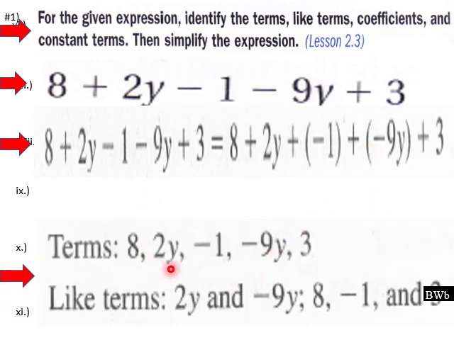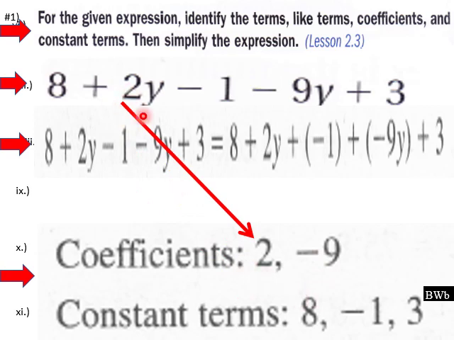So our terms here are 8, 2y, negative 1, negative 9y, and then 3. These are your terms. And then like terms are 2y and negative 9y. These are like terms because they both have the same variable. And then 8 and negative 1 and 3 are constants. This is 3 over here. So each one of these are constants.